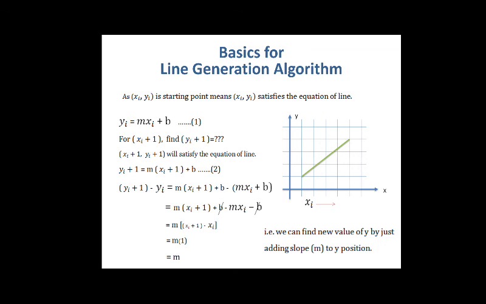Now, I have put this xi plus 1 and yi plus 1 in equation number 1. So the equation will look like this. Now I will solve this: I am subtracting equation 1 from equation 2. So yi plus 1 minus yi is equal to m into xi plus 1 plus b, minus this equation. After solving the bracket, this b and b get cancelled, and the remaining term is m into xi plus 1 minus xi. I have taken m as a common factor over here.